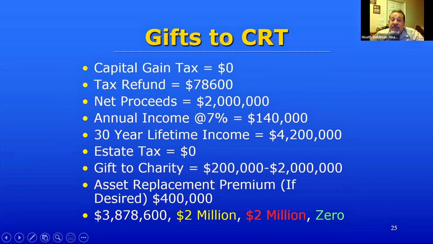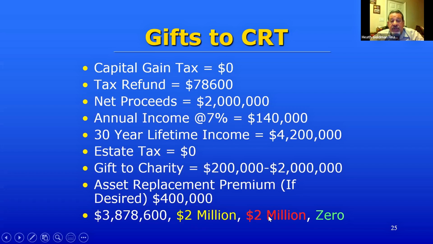So in this particular example, we have $4,200,000 of income, less the $400,000 for the life insurance policy, plus the tax refund of $78,600, for $3,878,600 in total income to the family during life. We've got the $2 million death benefit from the life insurance going to the children, so they get a full $2 million. In this particular example, the assets were only generating the 7% and did not eat into principal.